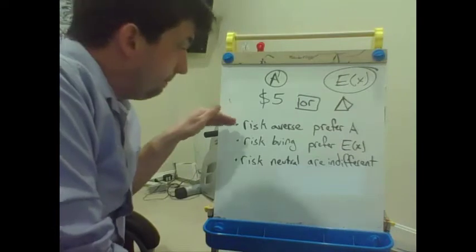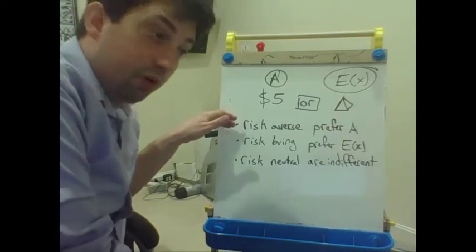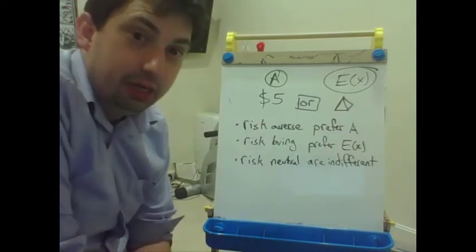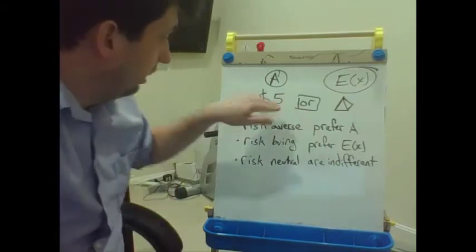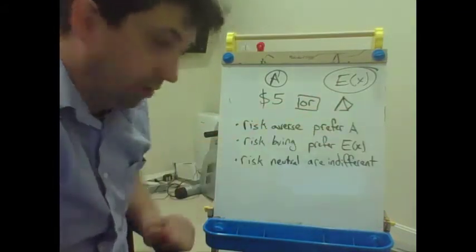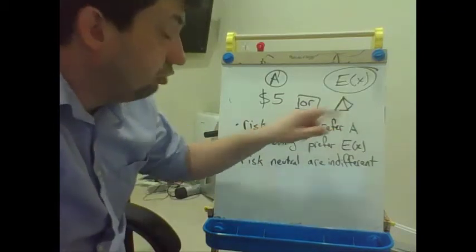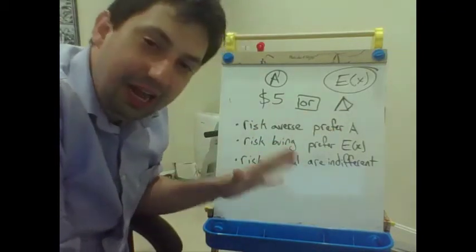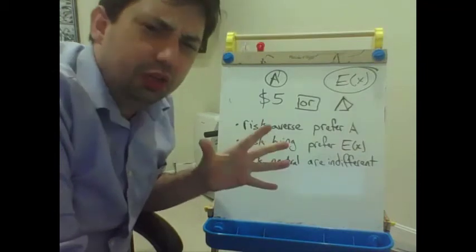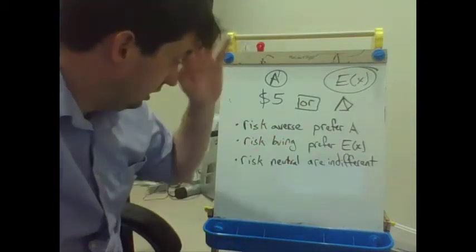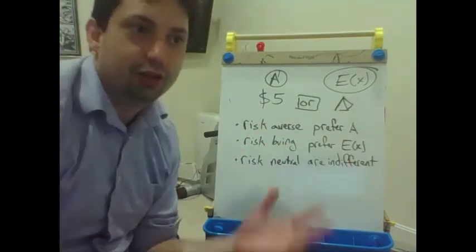You can be risk averse. You want to avoid risk. You will happily go for the certain payoff than the uncertain one. You are risk loving if you go for the uncertain payoff. So let's roll the die. I love risk. I love the thrill. Okay. Or you just don't care. You're like, it's the same thing.